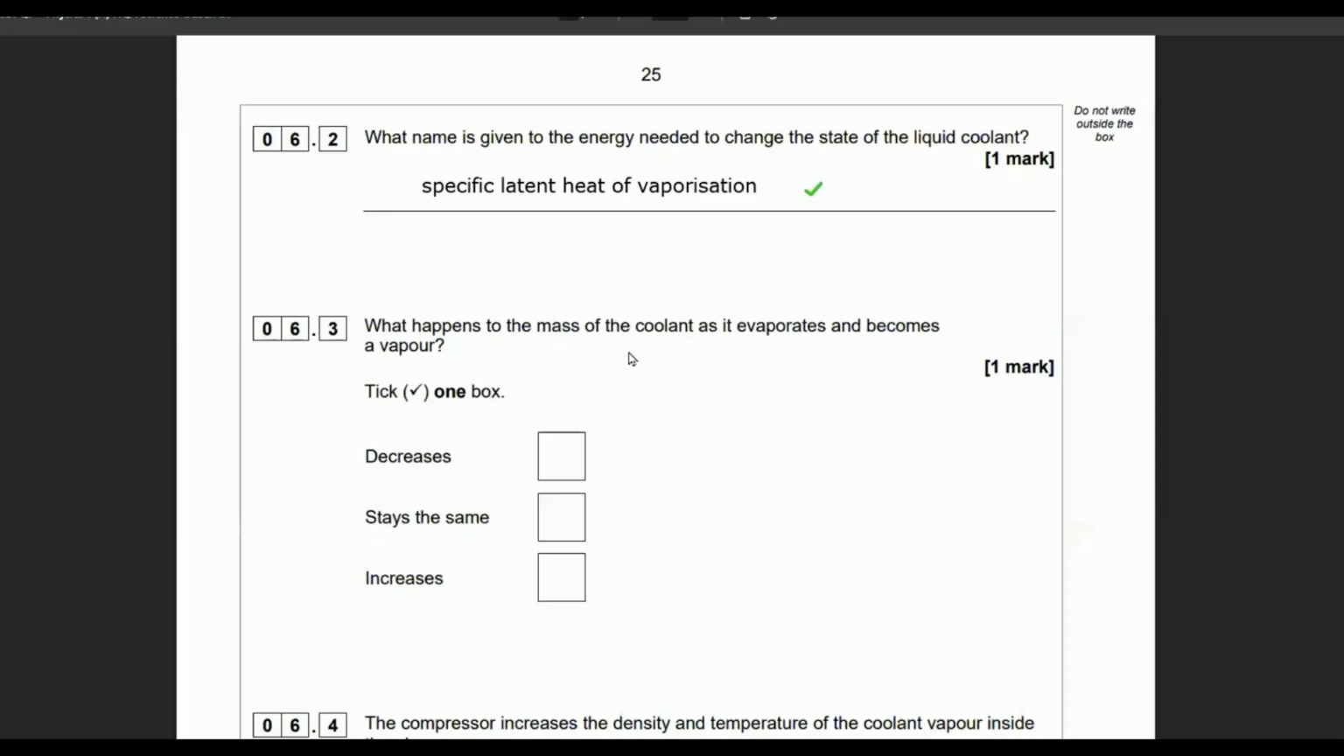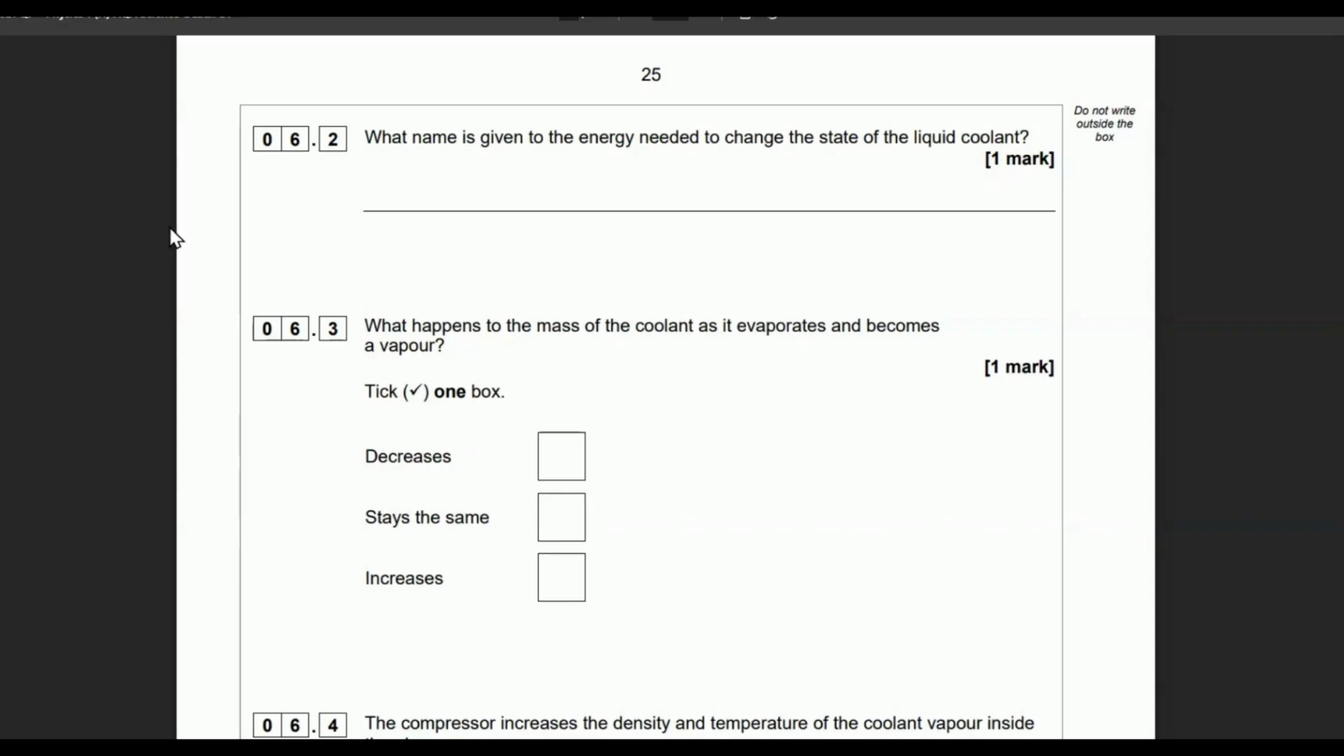6.3, what happens to the mass of the coolant as it evaporates and becomes a vapor? Just because I have a liquid where the particles are close together, if I evaporate it, how many particles have I got? They've got six particles there, and the six particles are now spread out. Well, they still weigh the same. I haven't changed how many protons or neutrons are in the nucleus, so the mass is still the same. So we don't change the mass when something changes state.